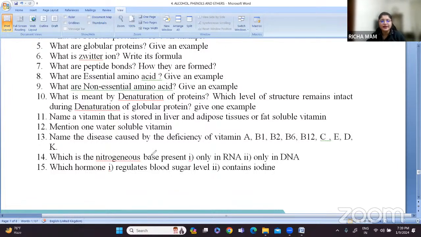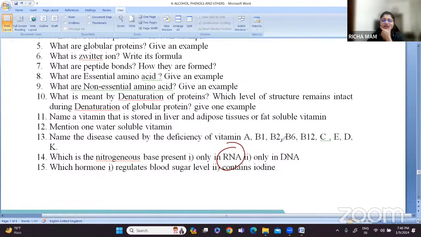Next, which is the nitrogenous base present in only RNA and only in DNA? Which nitrogenous bases are present in DNA and RNA? First we'll see DNA or RNA. Uracil. She has told about RNA.